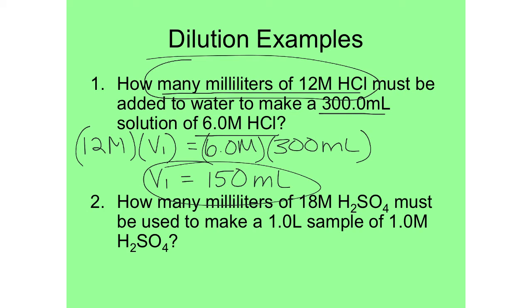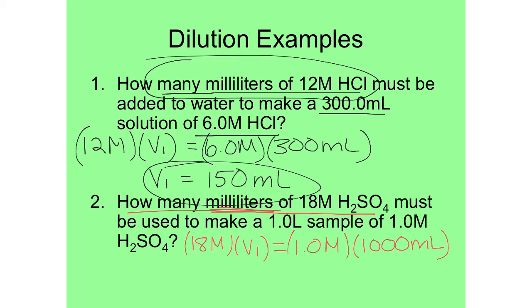All right, question number 2, very similar. How many milliliters of 18 molar must be used to make a 1 liter sample of 1 molar sulfuric acid? So the 18 molar is going to go with the unknown. Now, what I can do here is put my V2 in as liters or as milliliters. The final answer does have to be in milliliters, so I'm going to convert that right away to 1,000 milliliters, or you could solve for it in liters and convert after the fact.